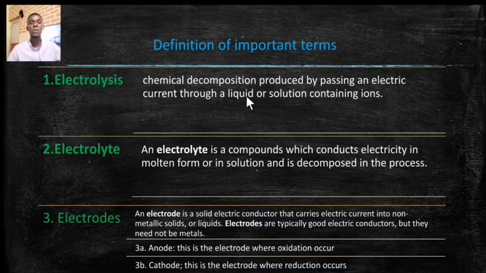As some solids, when you heat them until they melt, such as sodium chloride, you could have molten or fused sodium chloride. When you heat sodium chloride, I don't mean dissolving in water, you heat it, and it melts down to form ions, the sodium ion and the chloride ion. So electrolysis is chemical decomposition produced by passing an electric current through a liquid or a molten substance or solution containing ions. You have an electrolyte, you pass electricity through it, the cations are attracted to the cathode, and the anions are attracted to the anode, bringing about decomposition.